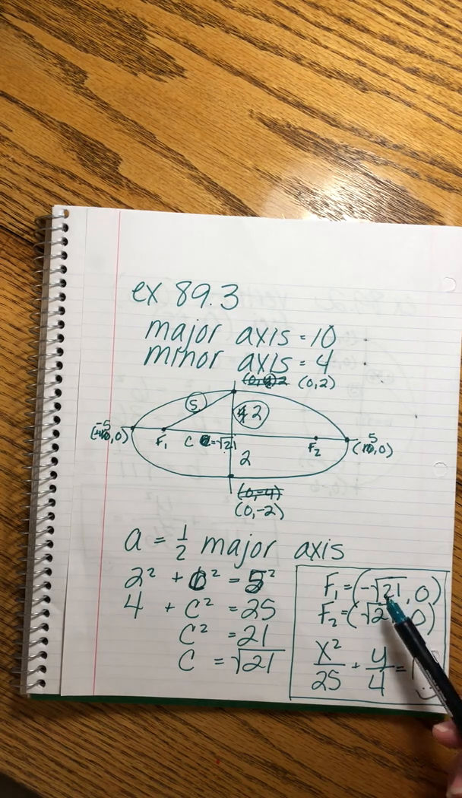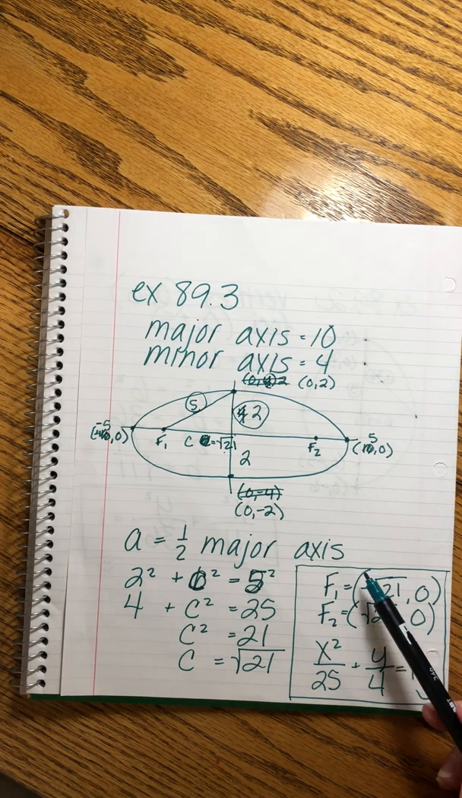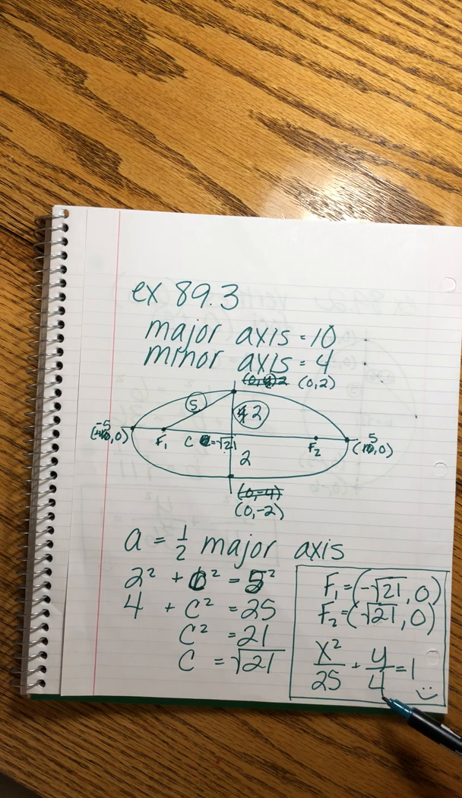This is the right answer, I think. Let me check. Square root of 21, 0. Yes. Yes. Oh, I forgot this.